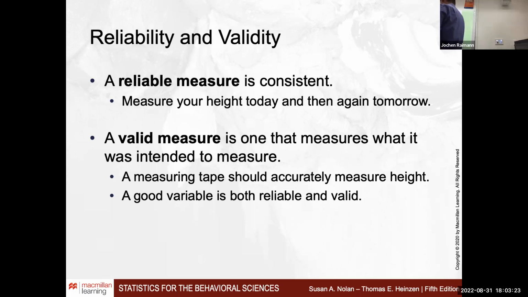Good. A valid measure is one that measures what it was intended to measure. A measuring tape should accurately measure height. So that's validity of the measurement. If a measuring tape accurately measures height, this would be a reliable and valid measurement, a dependent variable. Makes sense, right? Validity and reliability.